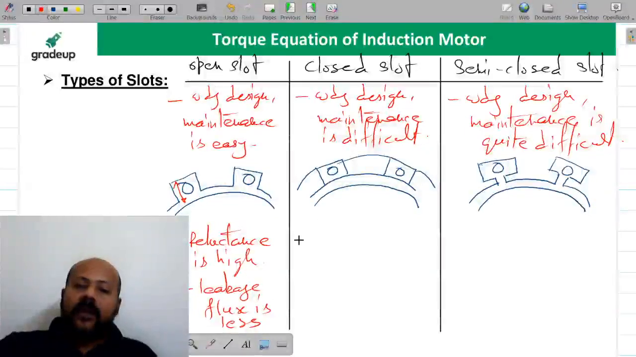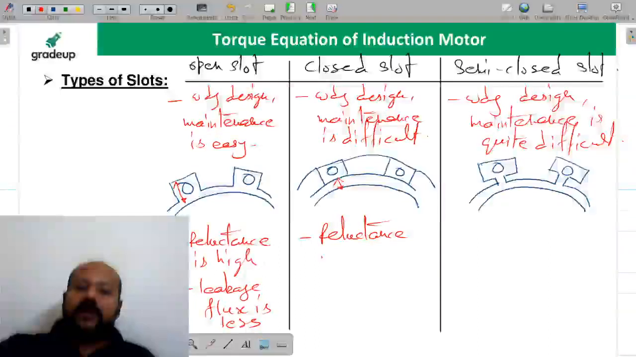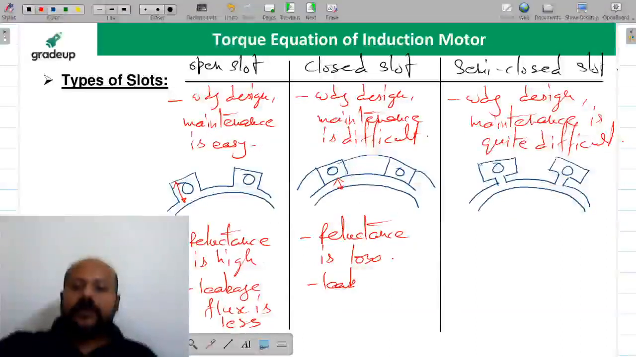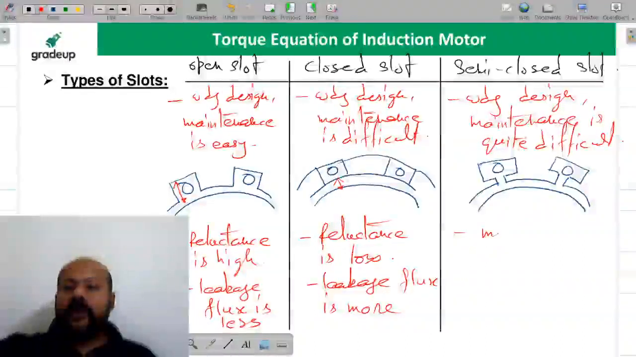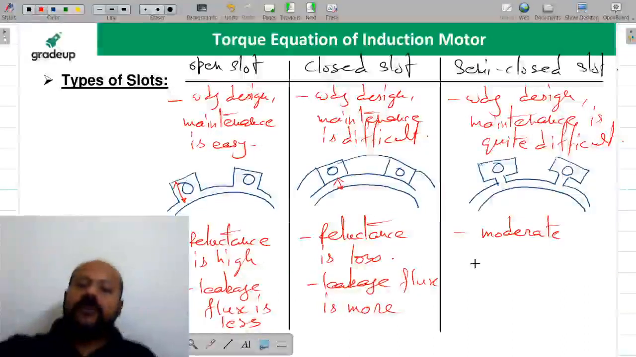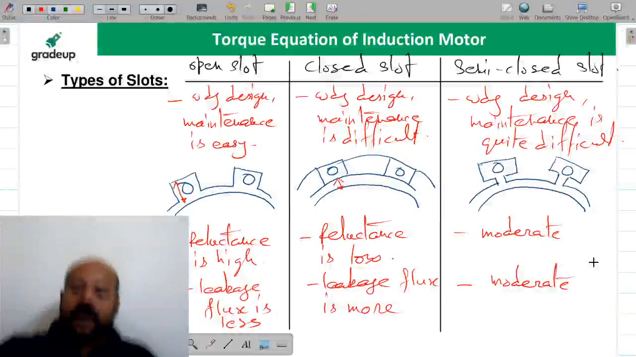Now coming to the closed slots. In this, air gap is very small. So you are saying reluctance is low, and if reluctance is low, then definitely you can say that the leakage flux is more. Now if you come to the semi-closed slots, then the reluctance is going to be moderate. If the reluctance is going to be moderate, meaning in between the open slot and closed slot, then the leakage flux is also going to be moderate. Is it clear or not? Are you getting this?